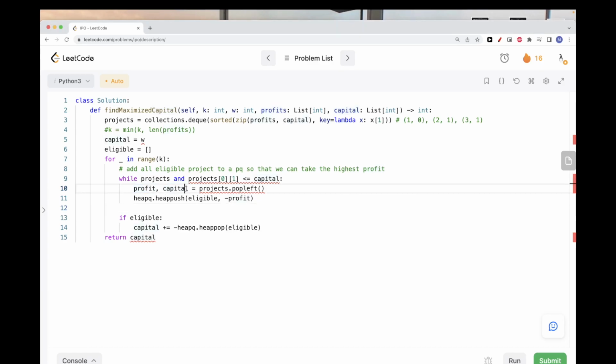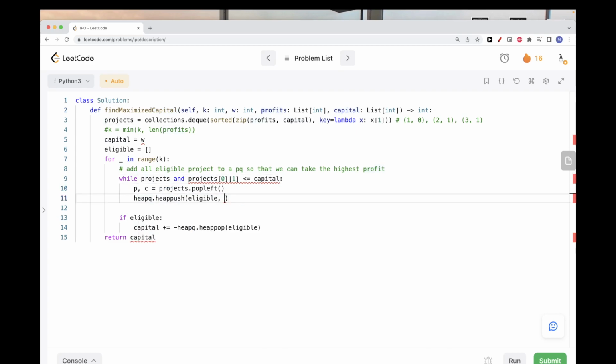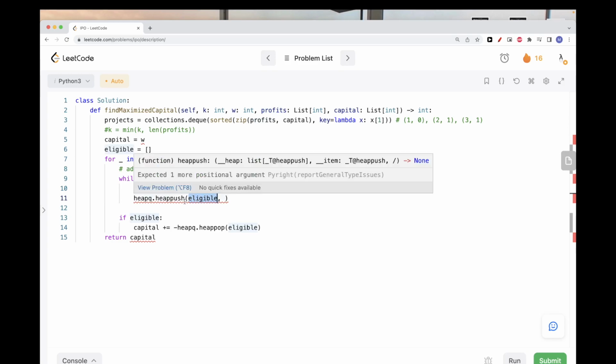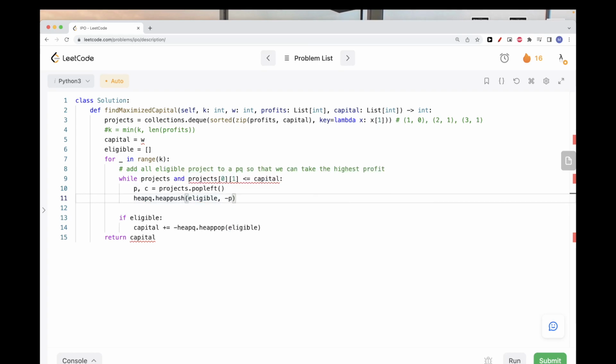So here, just to make sure we don't override this list value, let's call this C, and let's call this P. Now, one thing to note is that this eligible heap in Python is by default a min queue, so if we add just the profit value as it is, it's going to give us the smallest one. But we want to get the maximum one. So we just add a minus so that the smallest one is actually the highest one. And when we pop it, we want to put -1 in front, right? That's just for Python to get a max heap.